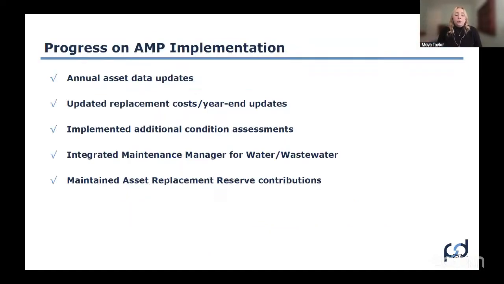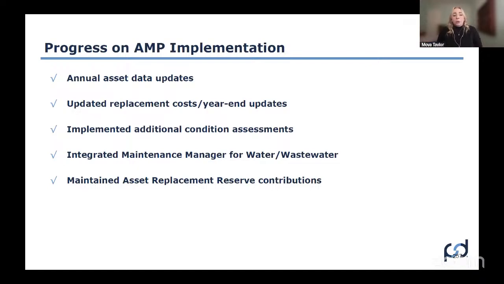Since the approval of the AMP in 2025, staff have really integrated asset management into their annual business process. Each year, asset management information is being used during budget development and long-term capital planning discussions. Throughout 2025, staff completed their year-end asset updates, which included reviewing replacement costs, incorporating asset additions and disposals, and of course, continuing to improve that condition information as well.